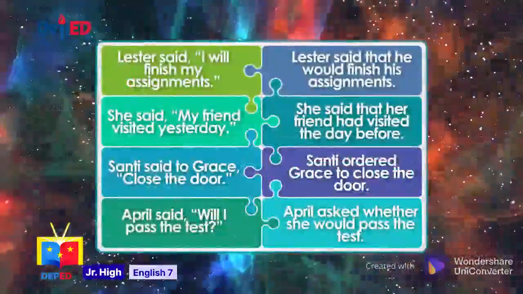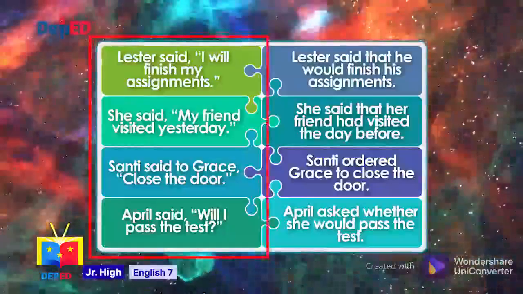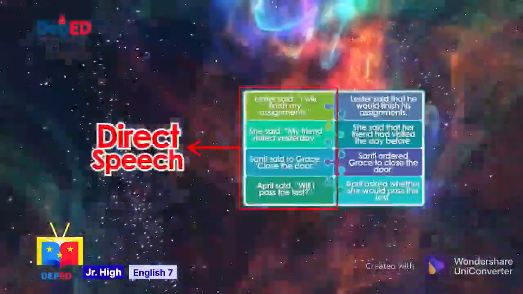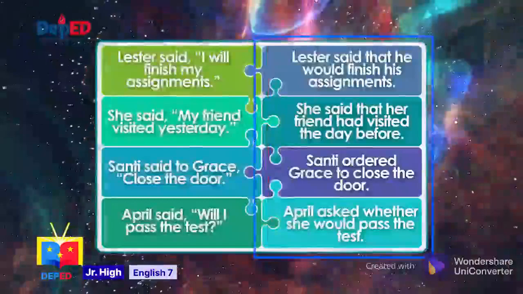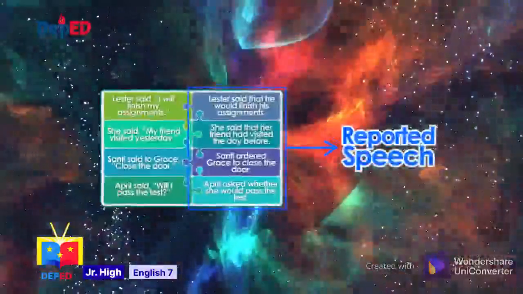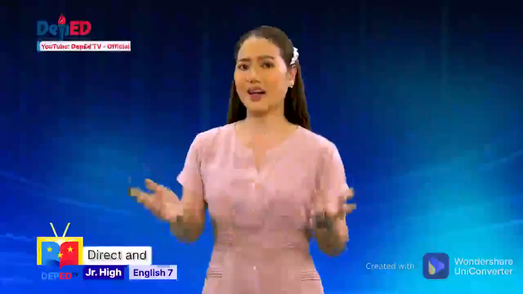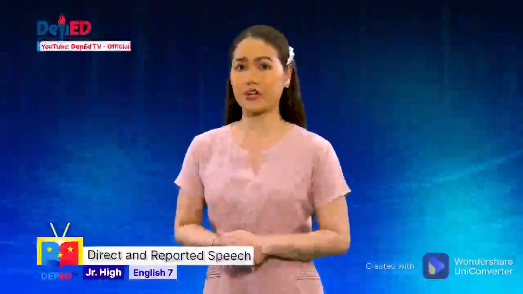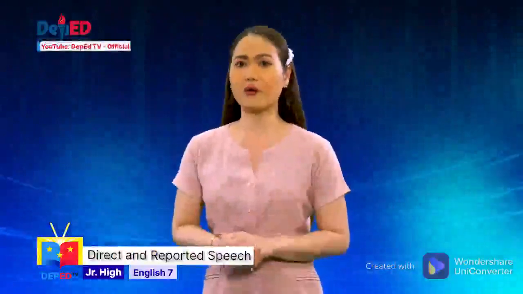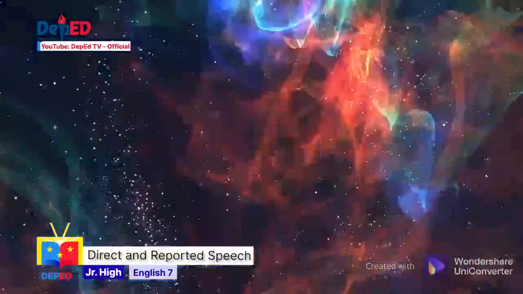You're absolutely correct. The group of sentences on the left side of your screen are the direct dialogues of the speakers with quotation marks, while the group of sentences on the right part of your screen are reported or indirect speech. Now let's try if you could tell me whether each of the following statements is direct or reported speech. Write your answers on your paper.